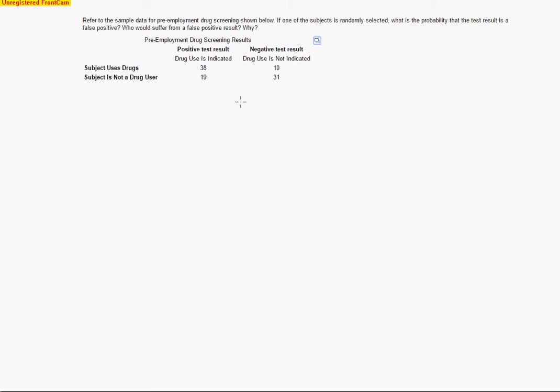Okay, so before we start trying to answer this question, let's dissect what this table is telling us. We can see here that these are people who tested positive. We don't know whether or not they used the drugs. They're broken up. But if I add 38 plus 19, you're going to get 57 people tested positive. Over here, we have 31 plus 10. That is going to be 41 people tested negative.